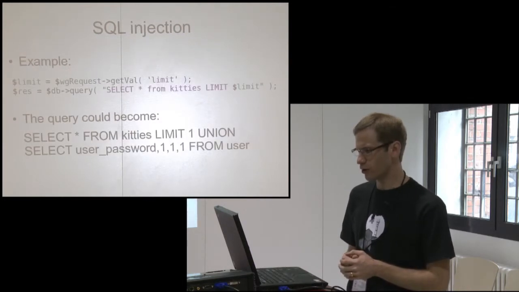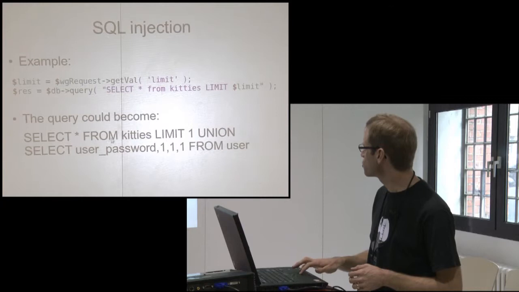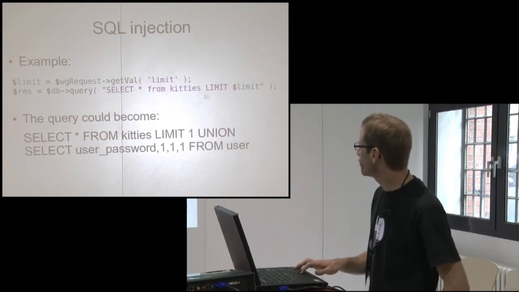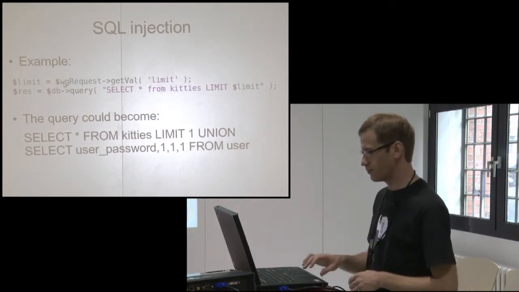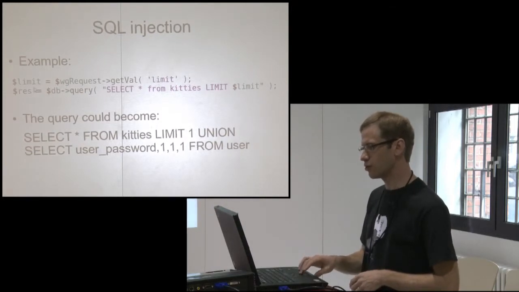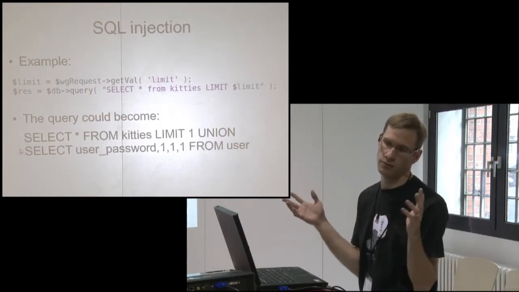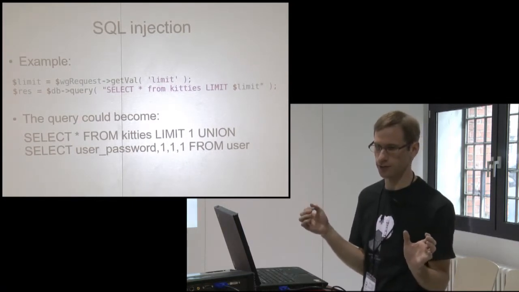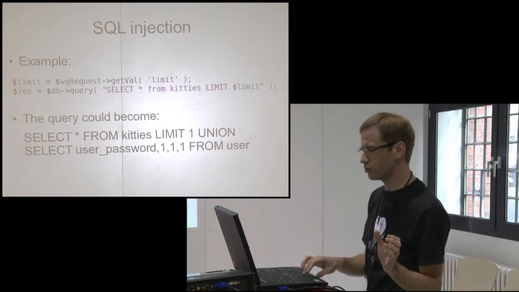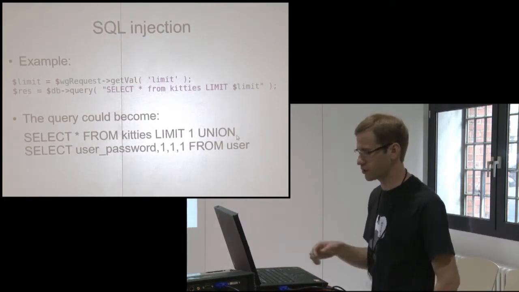Here is an example of some vulnerable code. You get a limit from the request and then substitute it into a very harmless looking query here, the results of which are assumed to be output to the user somehow. Now, if we just set limit in the request to be this string here, then instead of displaying a table of kittens and their names and photos, it might substitute the name for the user password hashes of all of the users on the site. Okay. Union is the main problem here. It may be a misfeature in SQL, but that's the mainstay of exploiting this kind of vulnerability.